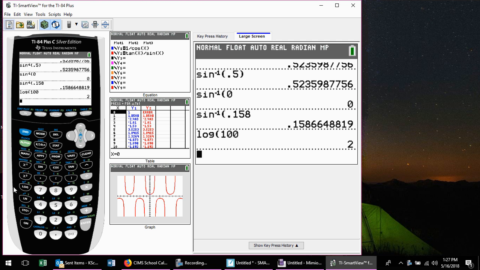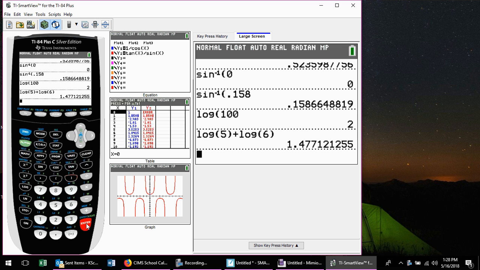You're correct. Okay, so I'm going to go log 5, close that bracket, plus log 6, close that bracket, and enter. So I'm going to get 1.4, we'll just go 3 decimal places, 1.477.